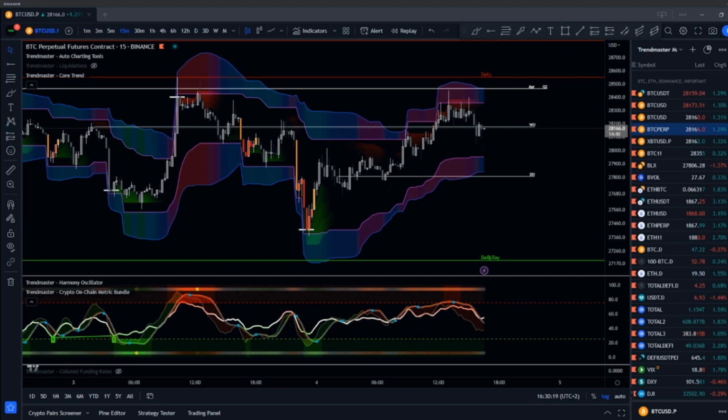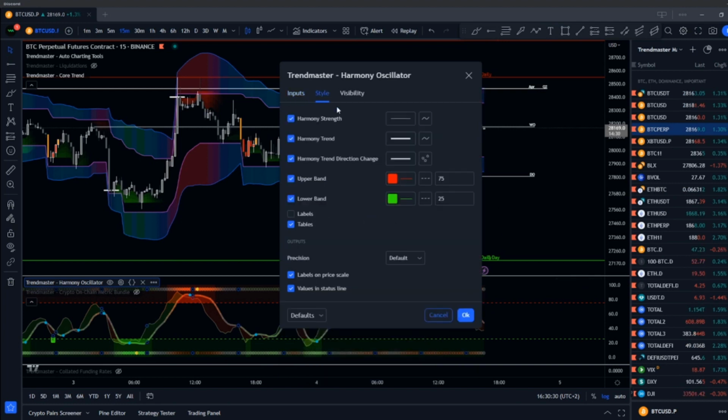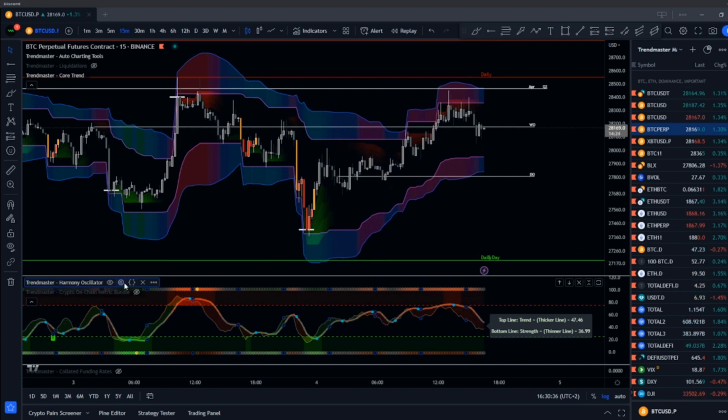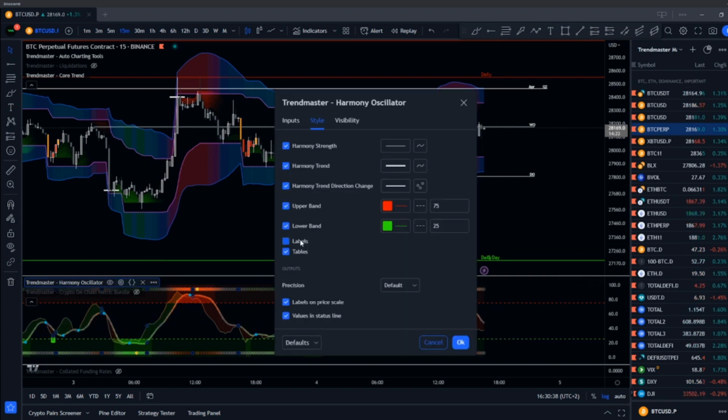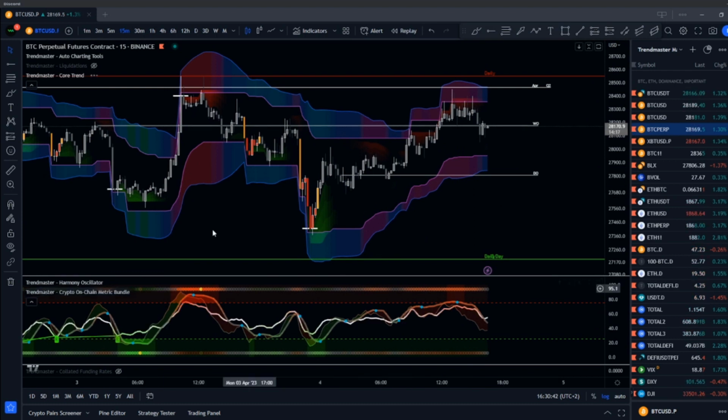No, makes sense. So again, like I said, check your settings on it. If you're like me, I don't like the labels on the harmony oscillator. You can turn those off if you just want to go to the oscillator style. Turn labels off. It just makes it a little bit nicer in my head, right? But that's the gist of it. What we're trying to do: lower time frame scalping structure.